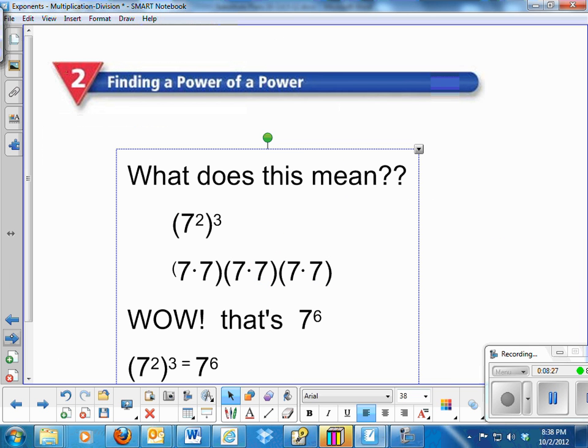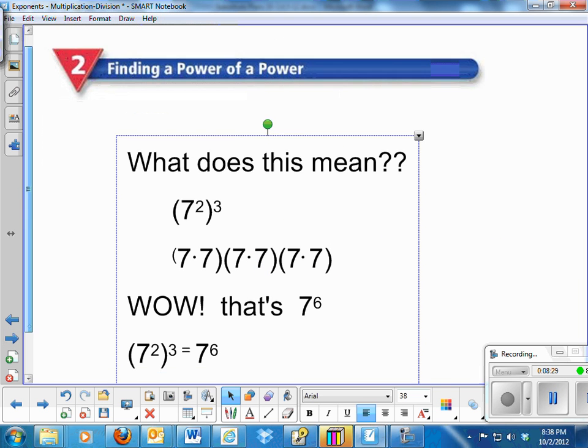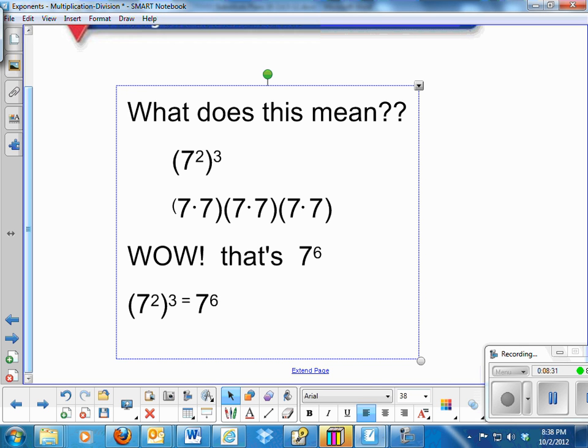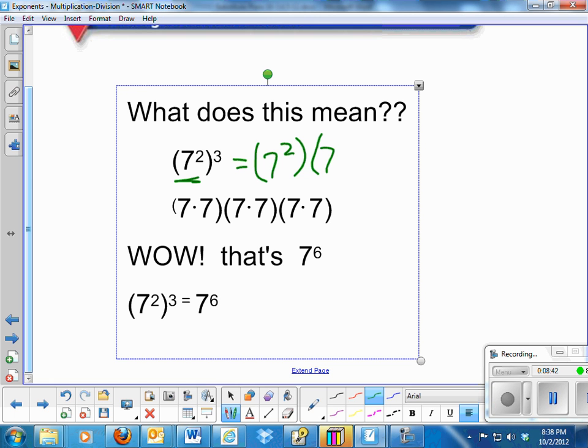Okay, so if it isn't complicated enough, let's look at this. We have 7 squared, and we're going to take that to the 3rd power. Well, we all know that would be 7 squared times 7 squared times 7 squared. If I write it out, it's 7 times 7, 7 times 7, 7 times 7. So in other words, 7 squared to the 3rd power is 7 to the 6th power.